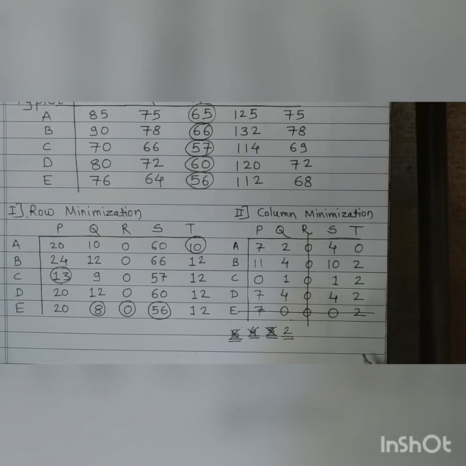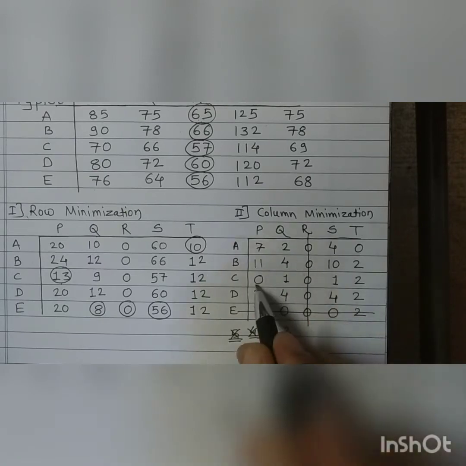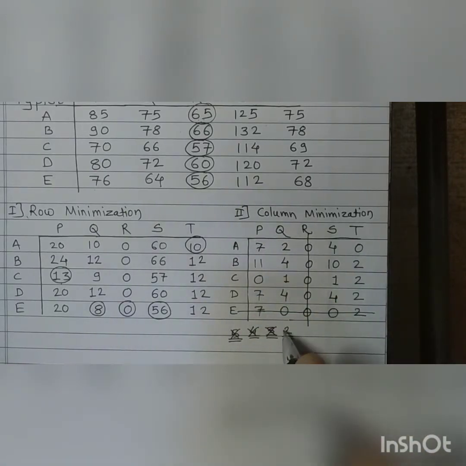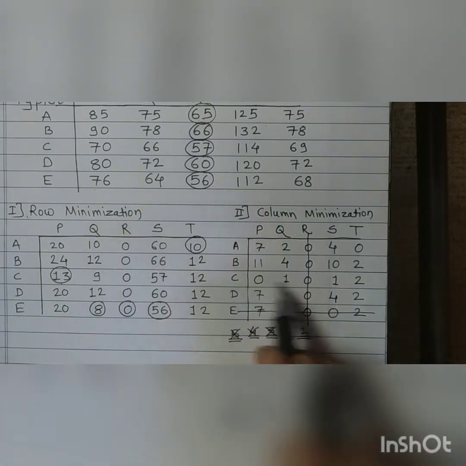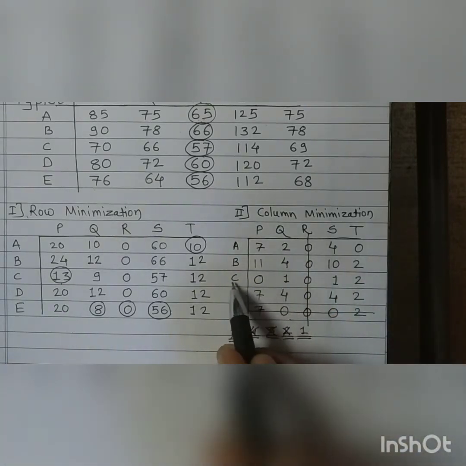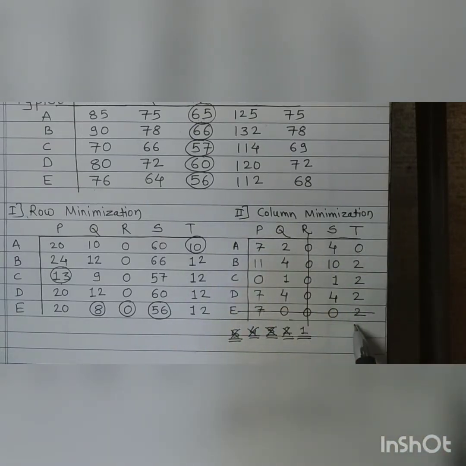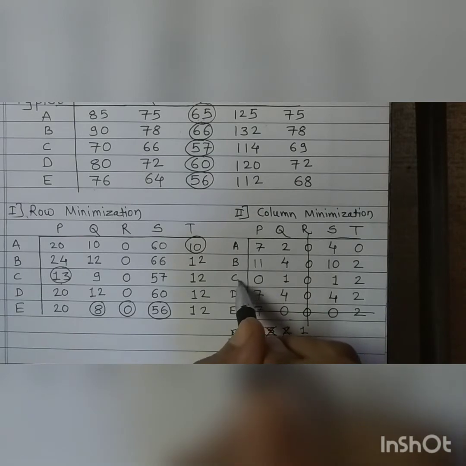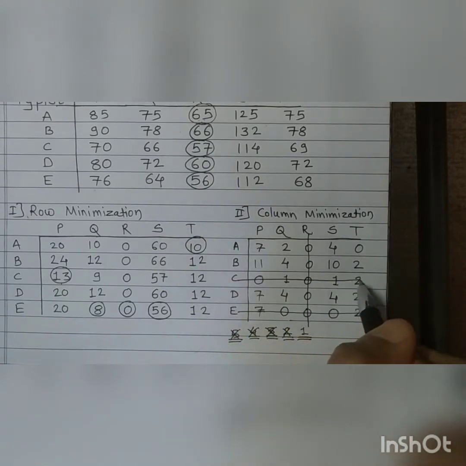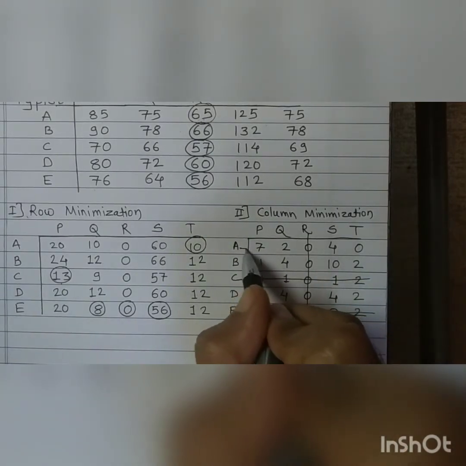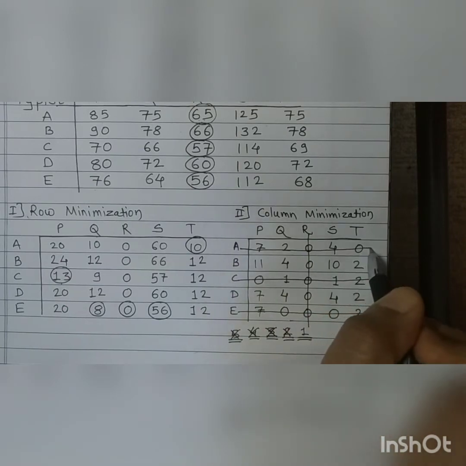After that, can you find 2 zeros? No, in a particular row or column there are no 2 zeros, only single zeros are available. So I will reduce this count by 1 and search for 1 zero. The single zeros are available here. So I can draw a vertical line or a horizontal line. Here also I can draw a vertical or horizontal line, depending on the choice of the student. So here I will draw a horizontal line. Here also I will draw a horizontal line.